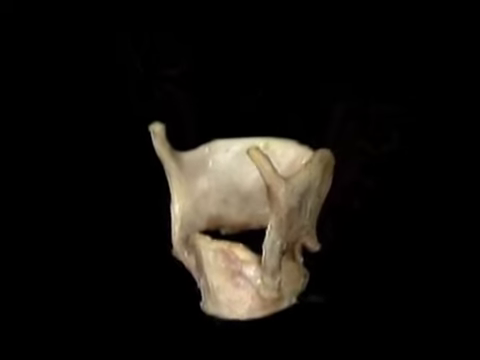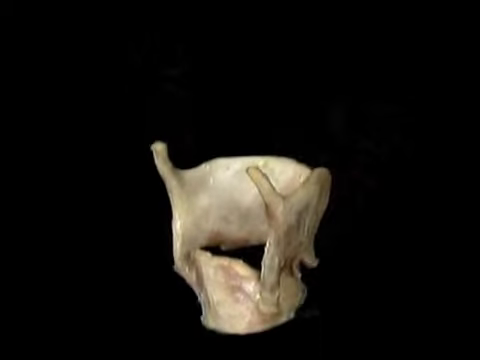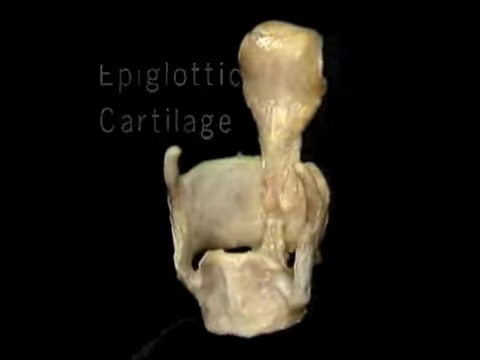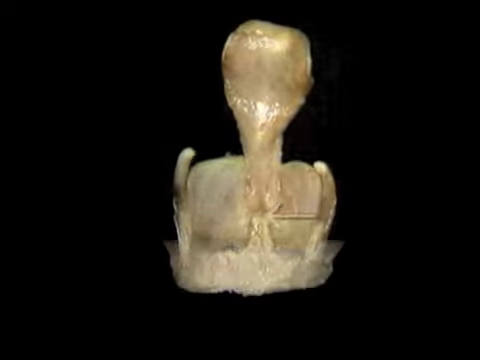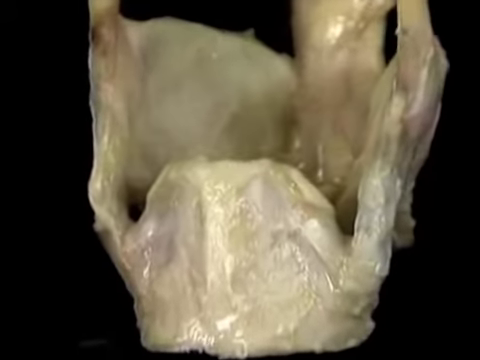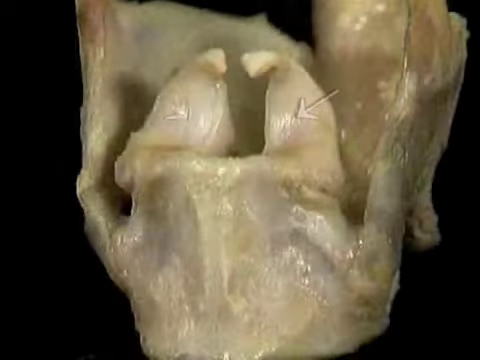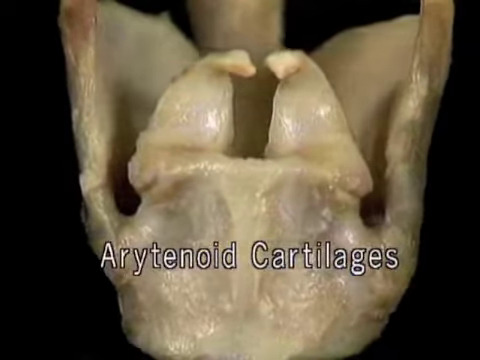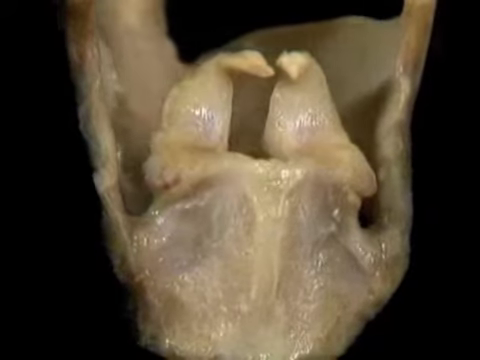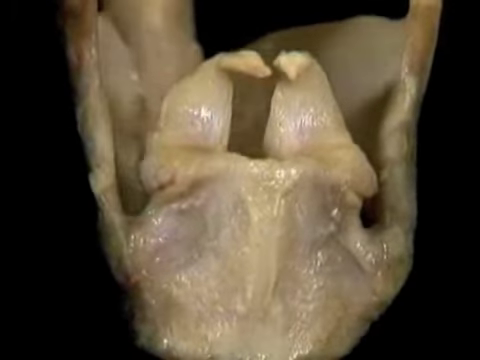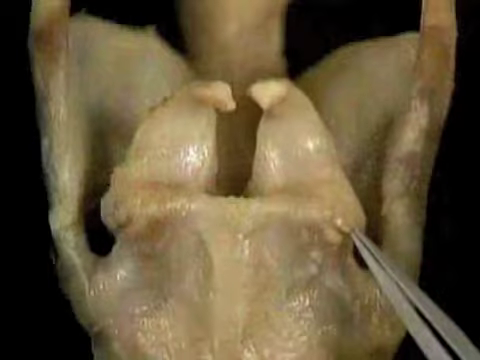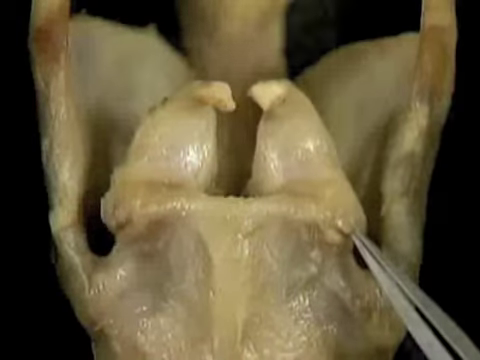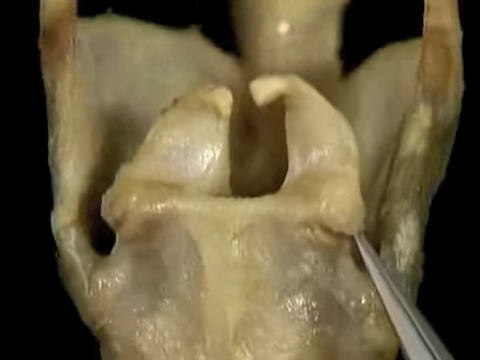Now we'll add the epiglottic cartilage to the picture. The epiglottic cartilage is shaped like a leaf, with a slender stem that's attached here. We'll add the arytenoid cartilages to the picture. Here they are. The arytenoid cartilages, which are highly mobile, sit on top of the lamina of the cricoid cartilage, just to each side of the midline. The arytenoid cartilages can move laterally and medially, and they can rotate about a vertical axis.